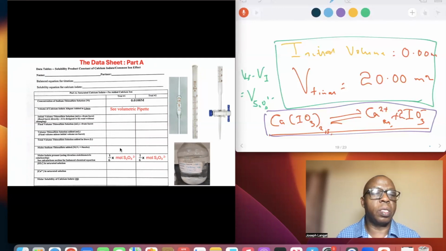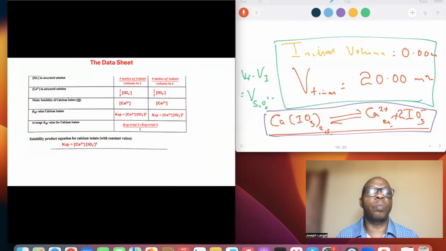With this, you can now determine the molarity of iodide from the volume in liters and the number of moles from the equation here. And then from the background, you know the molarity of iodide ion, you can get the concentration of calcium. Remember, molarity of calcium is the molar solubility. This is the molar solubility of saturated calcium iodide for part A.